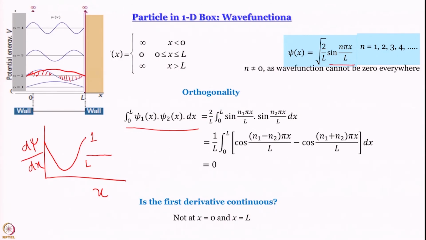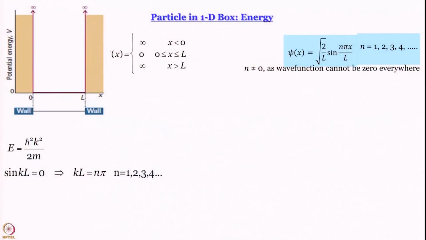The next step is to understand what the energies are. Since only certain wave functions are allowed, only certain energies will be allowed as well. So, let us see how we get to that. This here is the expression for energy for a free particle, if you remember, and this is the energy that our particle would have as long as it is inside the box, and it can be only inside the box: E equal to h cross square k square by 2m.